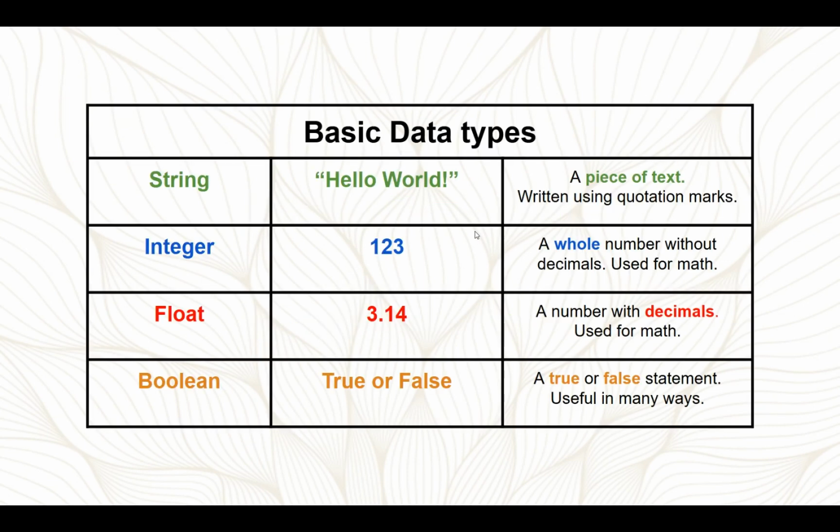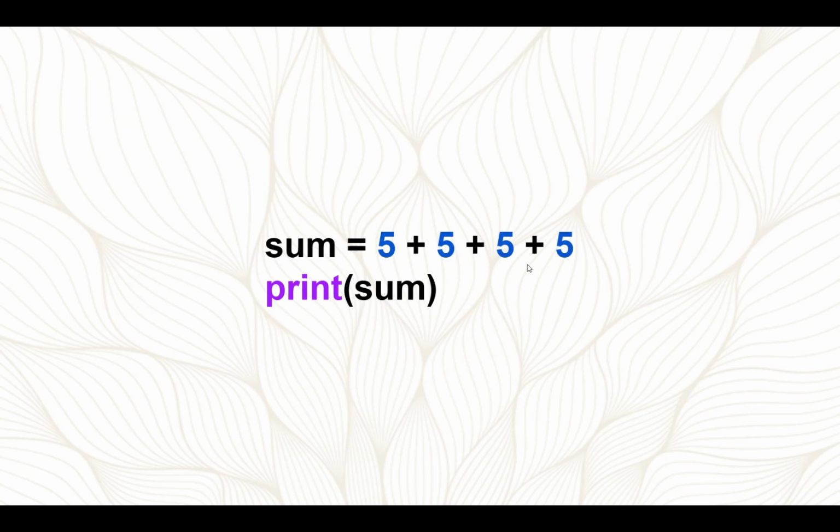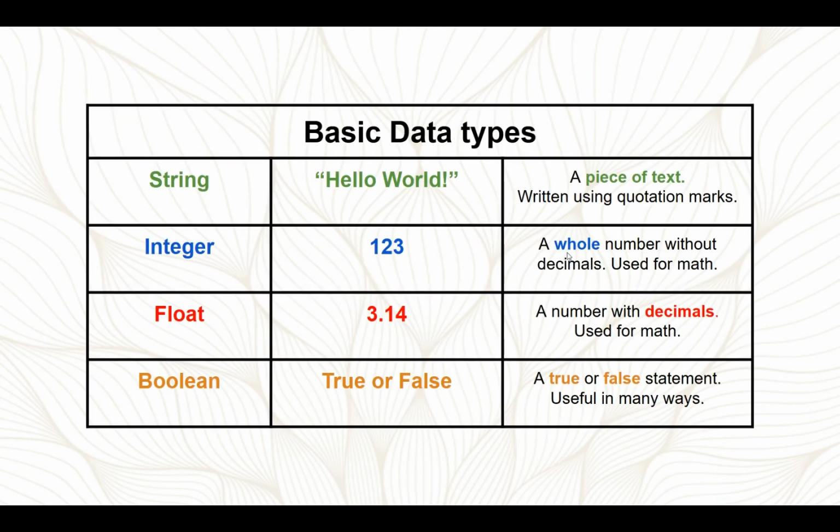The next data type we're going to be talking about is the integer. The integer data type is a whole number without any decimals. You've got to remember that it's a whole number without any decimals. It is used for math. For example, here are the integers. We're adding them together into this variable, and we can print the sum variable and see in the console that it's going to be 20. And for integers, you don't need to include quotation marks.